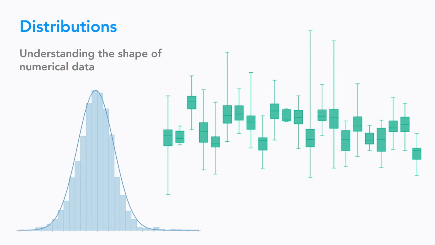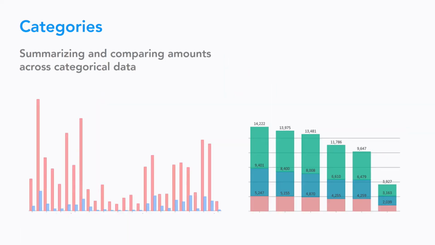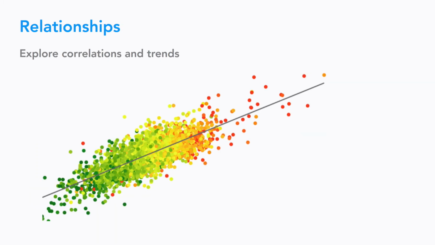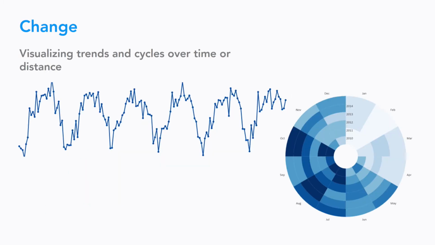So it's important to visualize the distribution of our data, and we also have box plots, which are a great way of visualizing and comparing distributions across different categories. We can use bar charts to compare amounts across categorical data. We also can use stacked bars to look at part-to-whole relationships, since I'm not giving you pie charts. And we can use scatter plots to visualize the relationship between numeric attributes and to calculate linear trends. And we can visualize trends and cycles over time using line charts or data clocks.